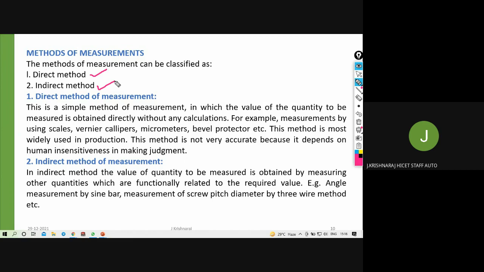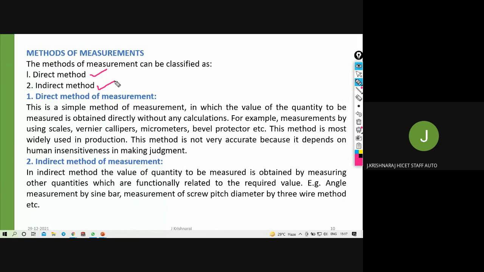Like if you are using a steel rod for measuring length, we can get a direct value. If you are using a vernier caliper, even though it has a least count, that is not a calculation; it is an included part, just an added multiplication. Using a bevel protector, micrometer or vernier caliper involves only simple calculations, so we can get direct values in most cases.